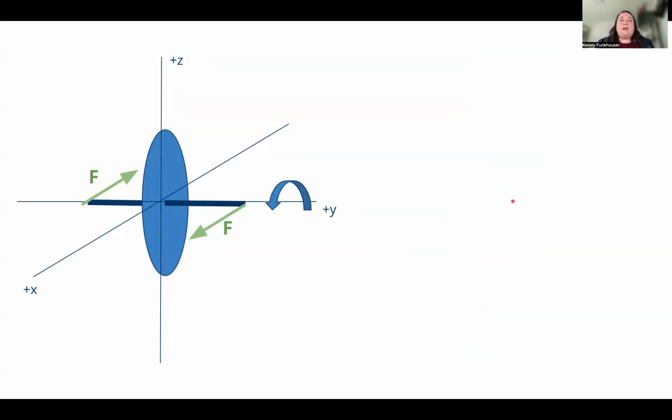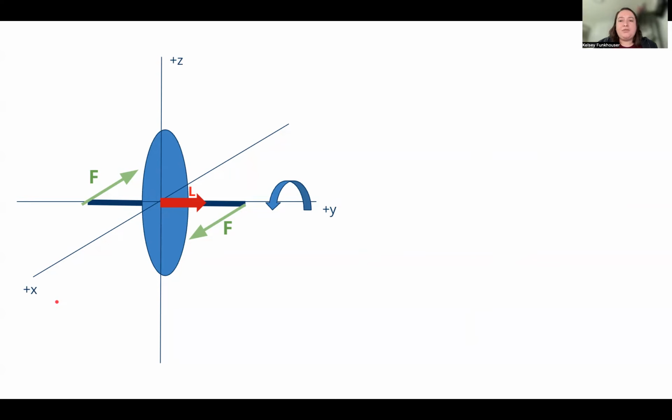Now our wheel is along the y-axis, as you can see. It's still rotating counterclockwise. And we also have these forces along the x-axis applied to the axle. So the right-hand rule tells us the angular momentum vector points along the positive y-axis. So again, that is just curling the fingers in the direction of the rotation, thumb points in the direction of the angular momentum.